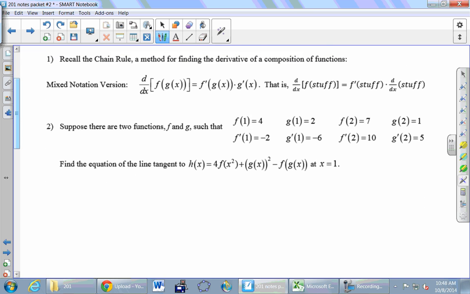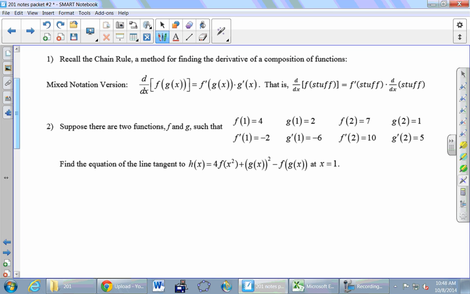It says we have two functions, f and g, and then we have a bunch of data points for f and g. F of 1 is 4 and f prime of 1 is -2. And then we have some more information about f and g, okay? So all we have is isolated data.